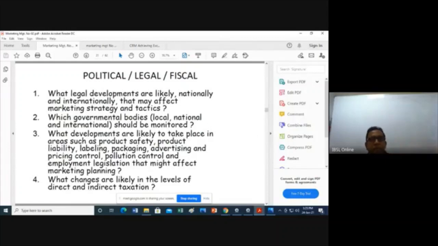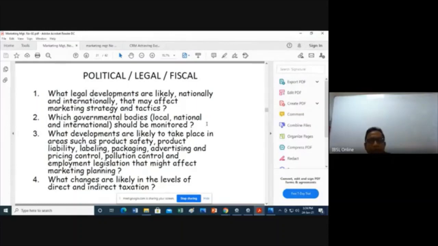What legal developments are likely, nationally or internationally, that may affect marketing strategy and tactics? These are some of the questions that you can ask. Which government bodies, local, national, or international, should be monitored? Because the policies of some government bodies can have an impact. Say, for example, for banking, there are the trade ministry, certain policies, the customs, inland revenue, and the central bank. So the government bodies and their various regulations can have an impact on your banking business.